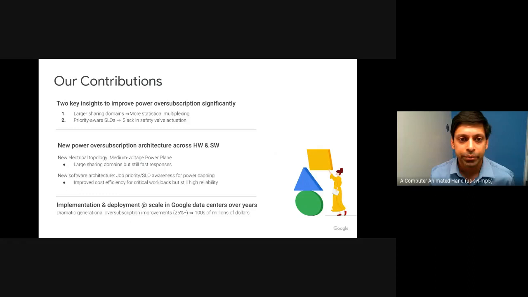We take advantage of these insights by employing a new electrical topology based on medium voltage and an SLO aware power capping solution. The last contribution this paper makes is how we approach deployment of these technologies at scale at Google to achieve the dramatic oversubscription increase and the cost reduction improvement.